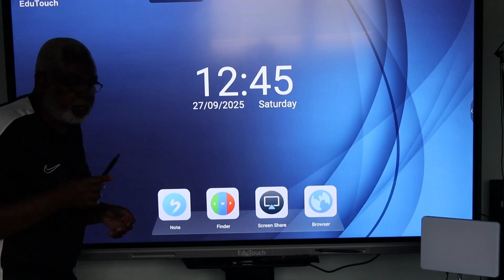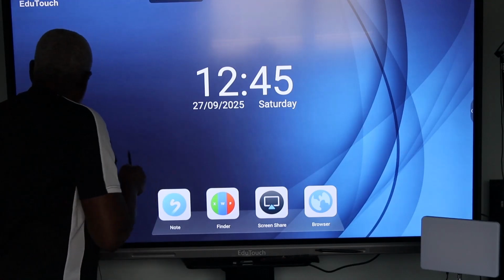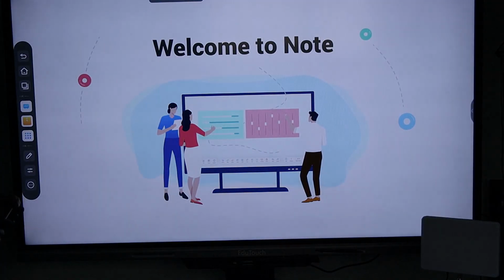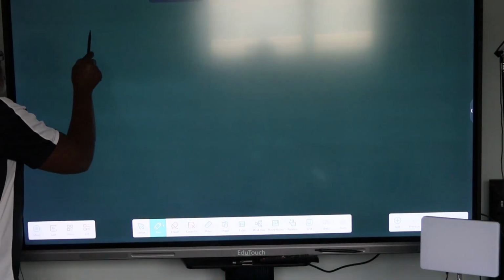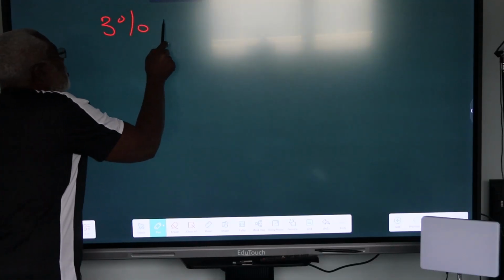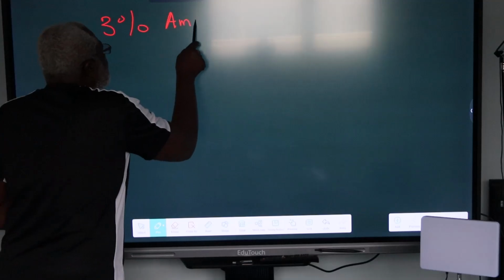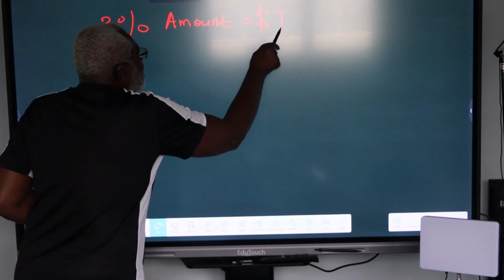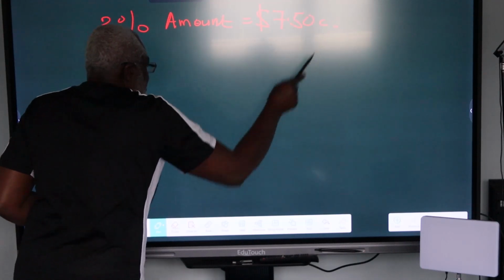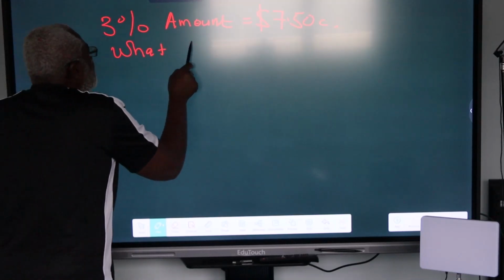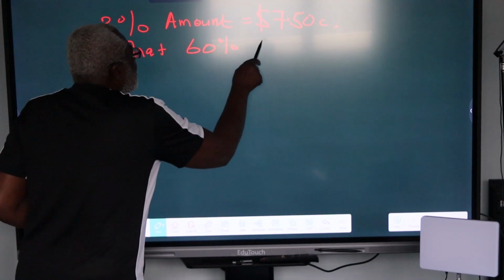Let us use this simple example here to demonstrate the relationship between ratios and fractions. A ratio is another term for fraction. This question says that 3% of an amount is $7.50. So what is 60% of that amount?